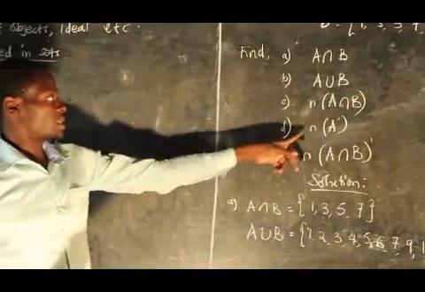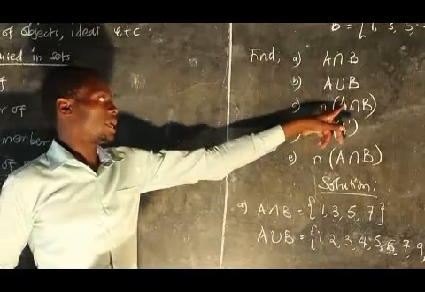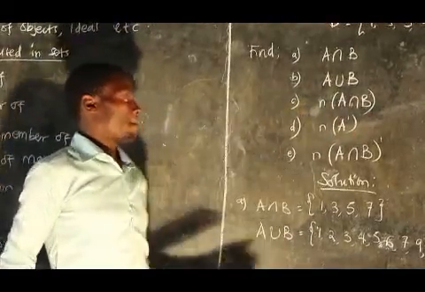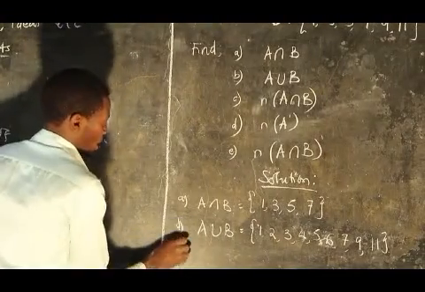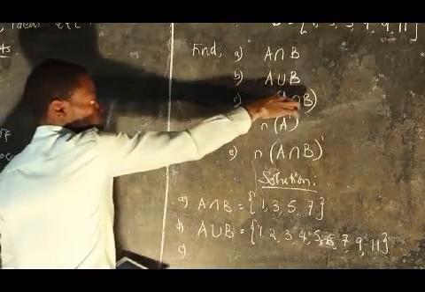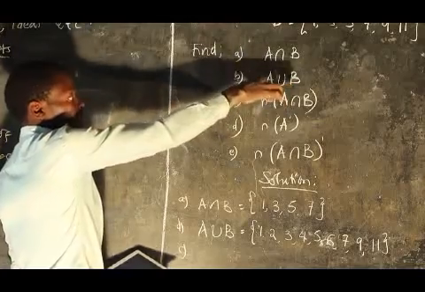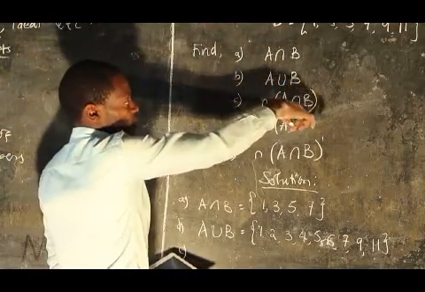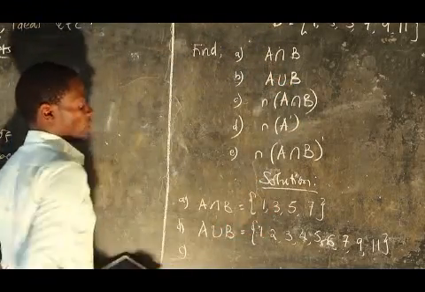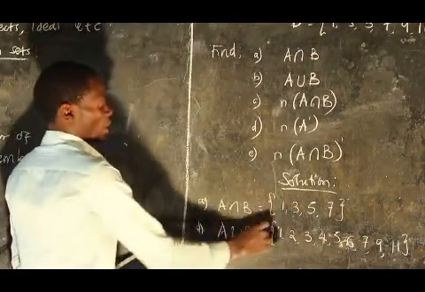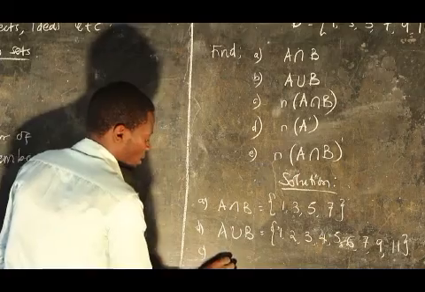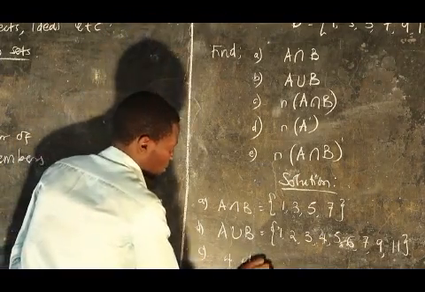Now they are telling us, find the number of elements in A intersection B. Now here they want the number of elements. In part C, they want us to count the number of elements in set A intersection B. Now we come here to that set and look for the number of elements there. There are 1, 2, 3, 4. So we write 4 elements.